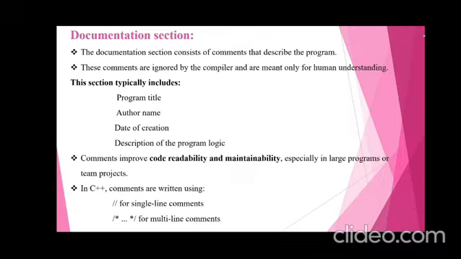So we include basic details about the program such as its name, who created it, when it was created and a brief explanation of how it works. The next point is that comments improve code readability and maintainability, especially in large programs or team projects. It means comments make the code easier to understand and they help other programmers to maintain and update the program easily. There are 2 types of comments in C++. They are single line comment and multi-line comment.